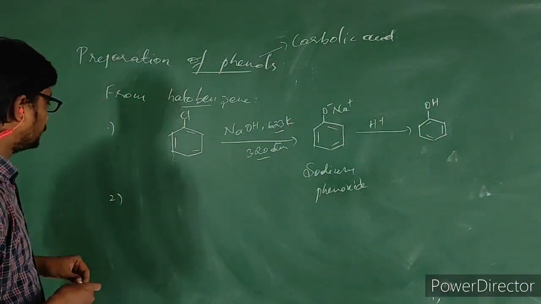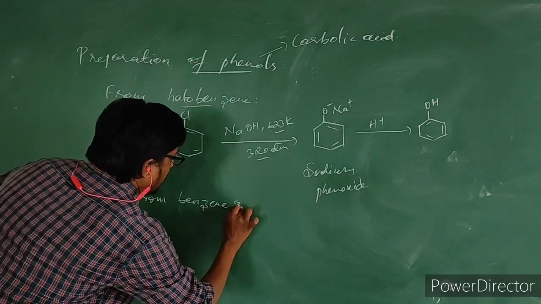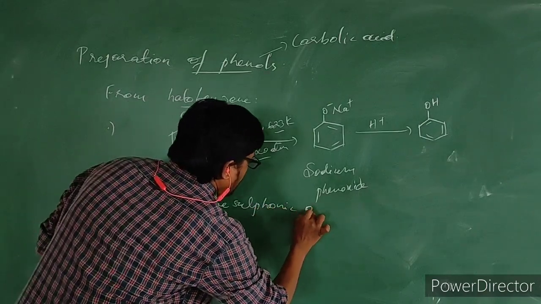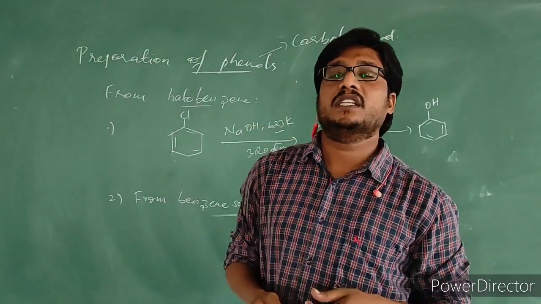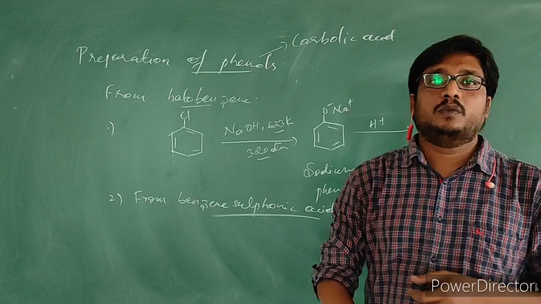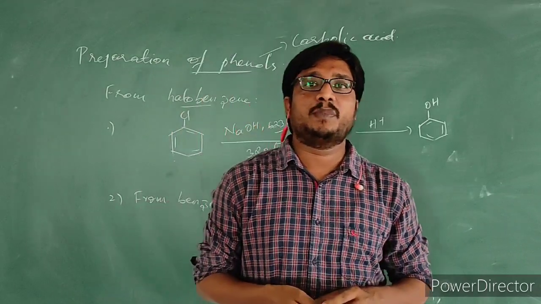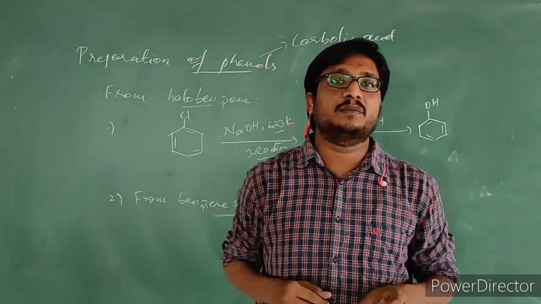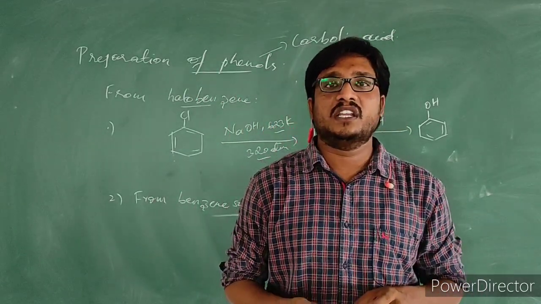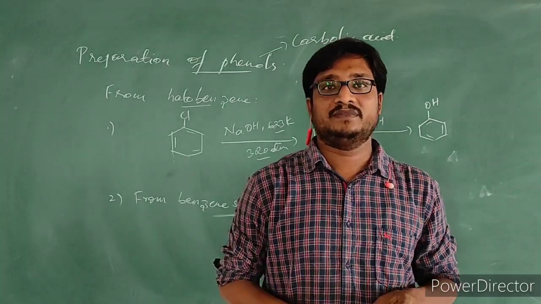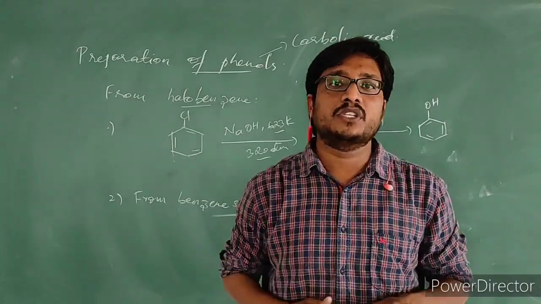So the next method is from benzene sulfonic acid. We can also prepare phenol by taking benzene sulfonic acid. Let us see how. Initially, let us see how benzene sulfonic acid gets produced. We have seen this preparation in electrophilic substitution reactions. When benzene is reacted with oleum, benzene sulfonic acid gets produced. It is an electrophilic substitution reaction.